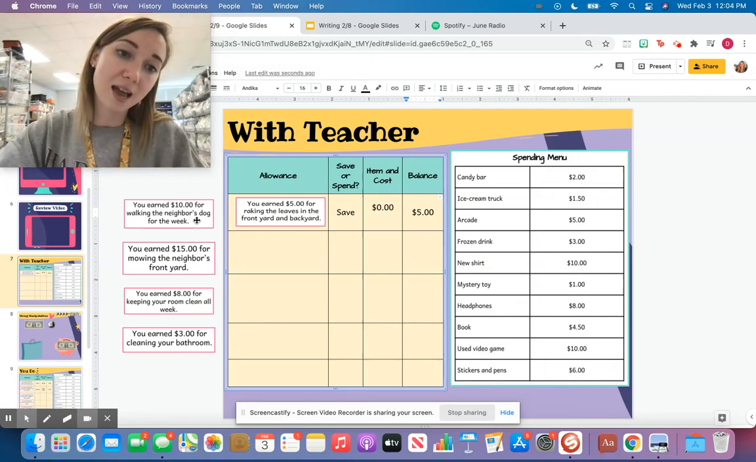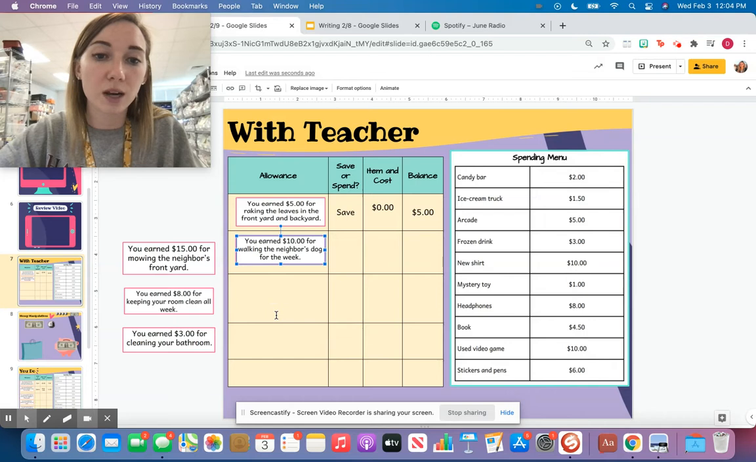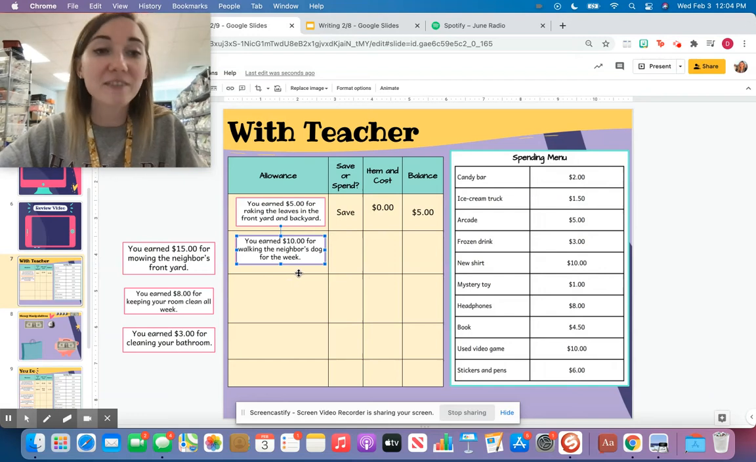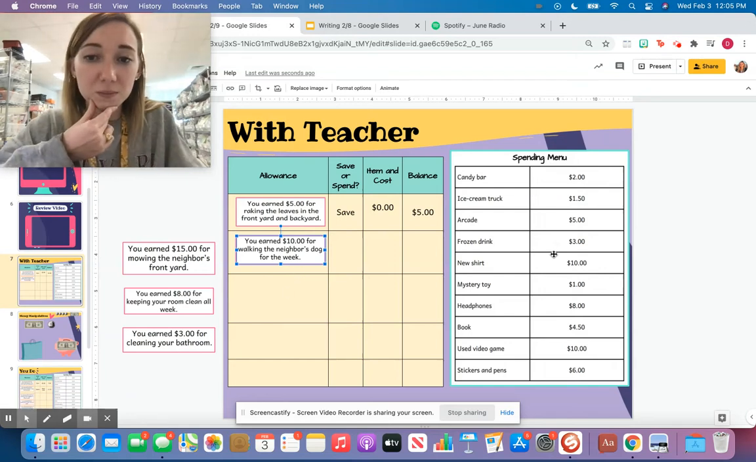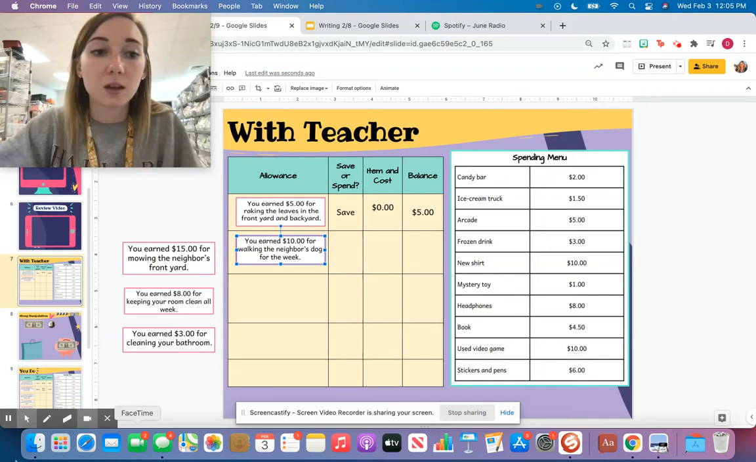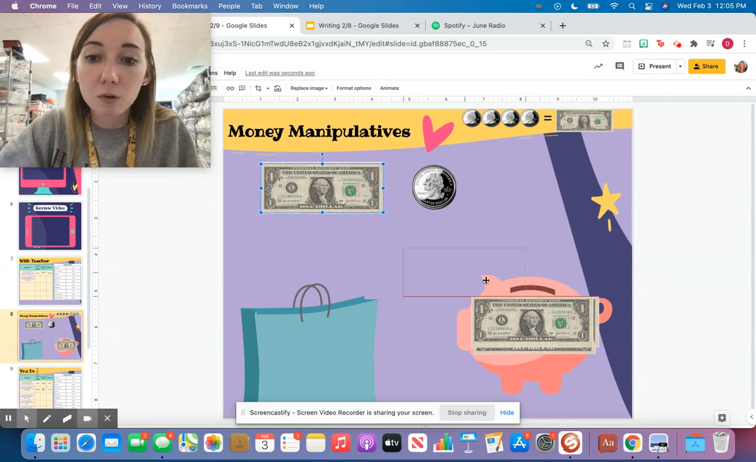The next thing that happens for my allowance is I earned $10 for walking the neighbor's dog for the week. 10 whole dollars. So I already have 5, and now I have 10 more. I want you guys to pause and think. Look at the spending menu. Do I want to spend any of my money? Well, let's look real quick. I'm going to go ahead and drag 10 more dollars over now.